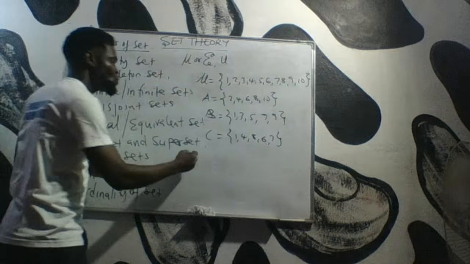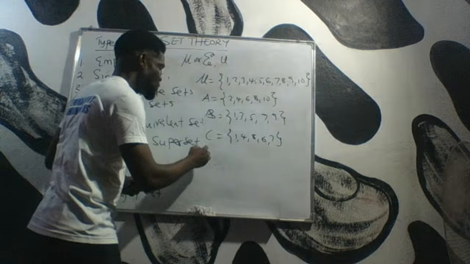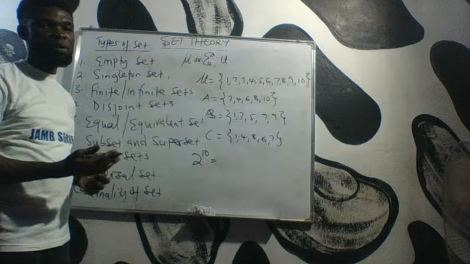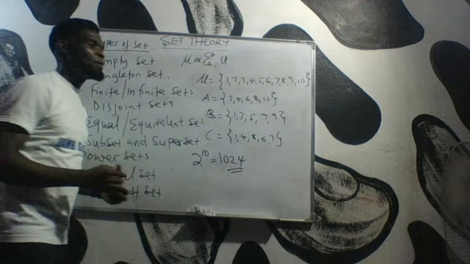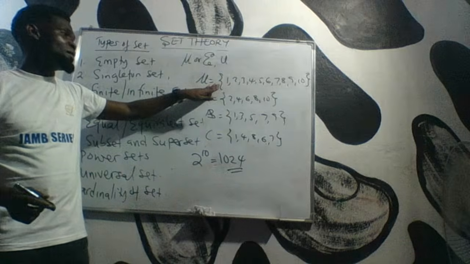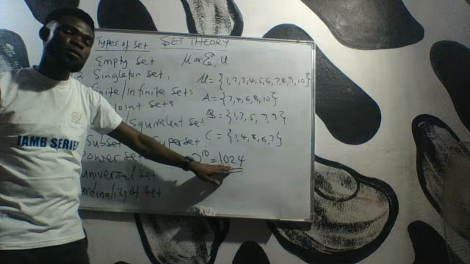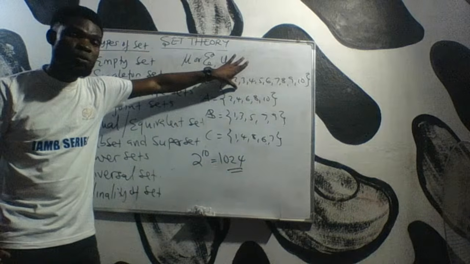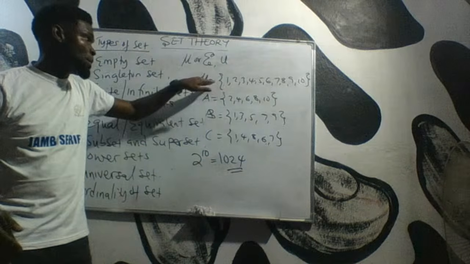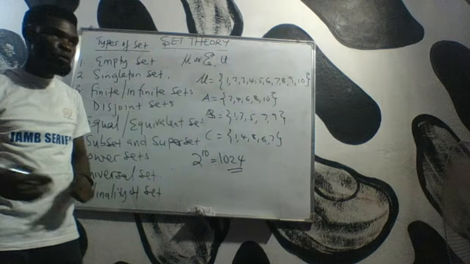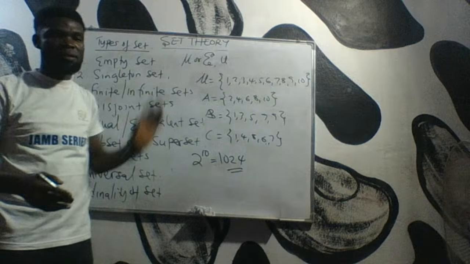That will be 2 raised to power 1, 2, 3, 4, 5, 6, 7, 8, 9, 10. 2 raised to power 10. And if you point your calculator, 2 raised to power 10 will give you 1024. It means that if I have a set which contains 10 elements, I can generate 1024 subsets from this particular set, that will now form the power set of this universal set. So which means I can generate 1024 subsets from this set.